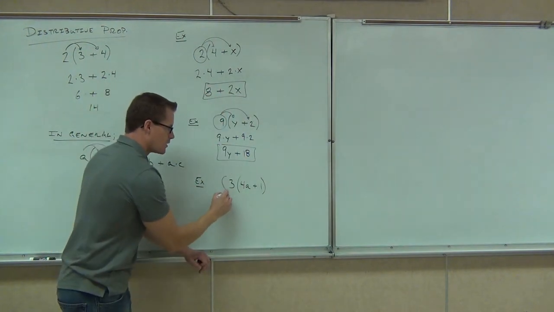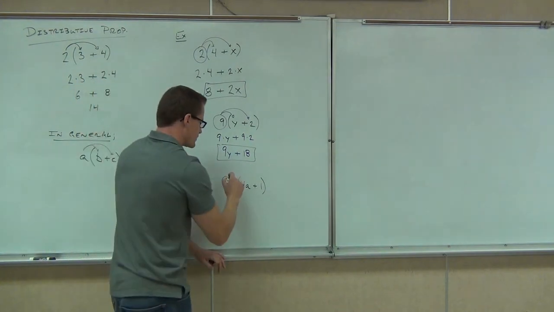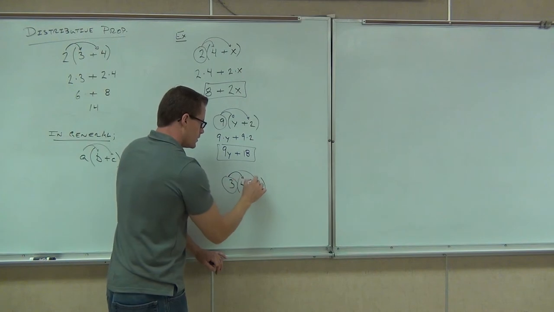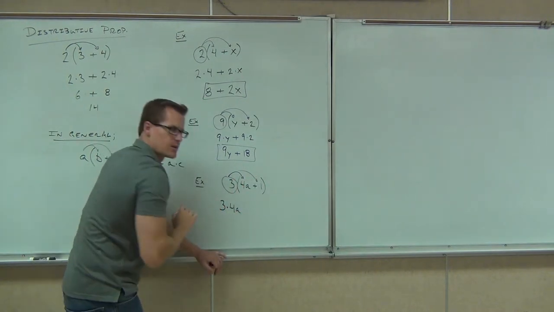Okay, last one I have up here. We'll circle the 3. We'll circle that number with the sign in front of it. Now, of course, it's positive, so it doesn't have a sign. We'll multiply that by both of them. So the first thing we should get is 3 times 4a. Do you have 3 times 4a?